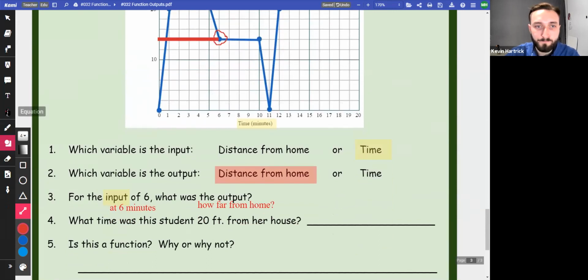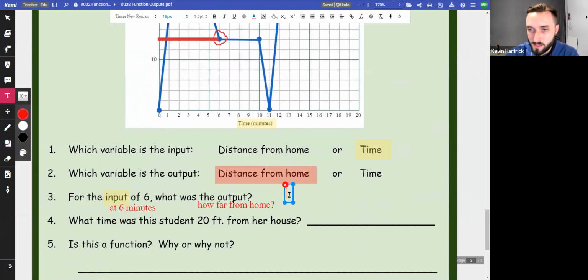So that's what we're going to say. Make sure you have your units. The units in this case is feet, right? So 14 feet away from home. That is our answer for number 3.